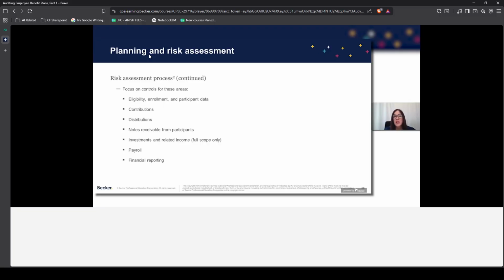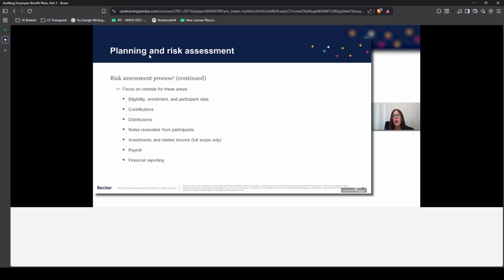Payroll, financial reporting. Let me come back to payroll for a second. This is a very important area. Now, you're not doing a payroll audit of the plan sponsor, but you do have to obtain significant information about the payroll controls and process to be able to determine how that impacts the plan. So regardless if they maintain and do their own payroll in-house or use an outside service provider, who's responsible for entering the information into the payroll system? Who has access? Who can make changes?